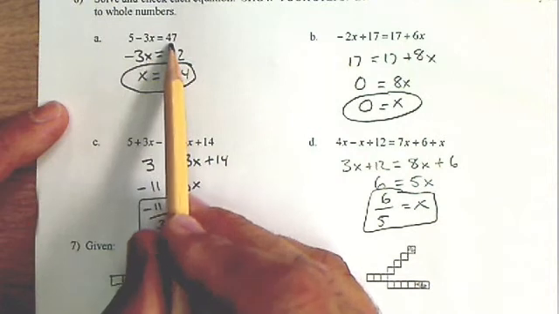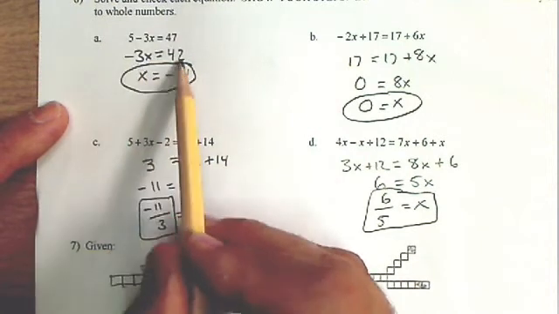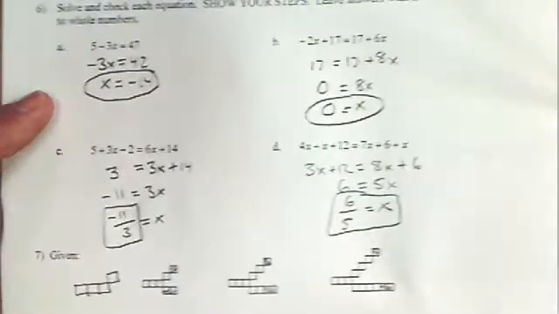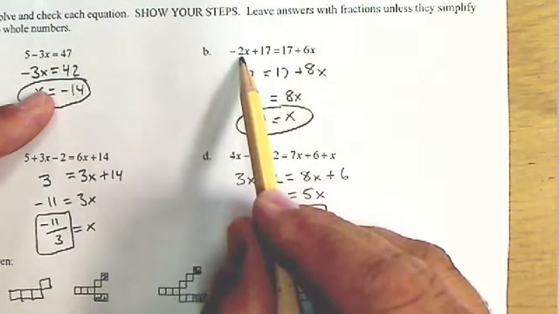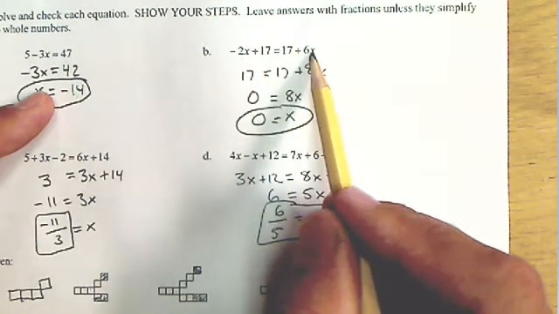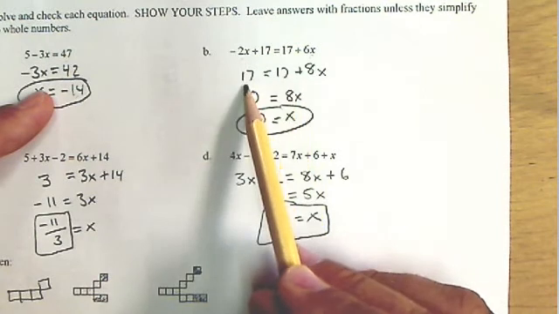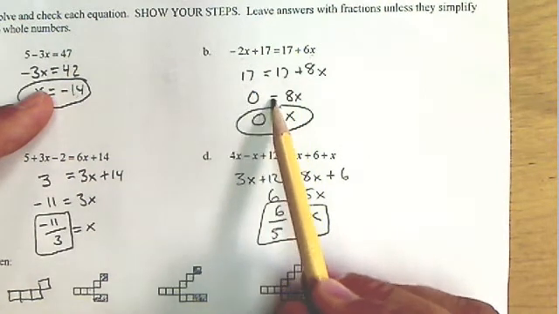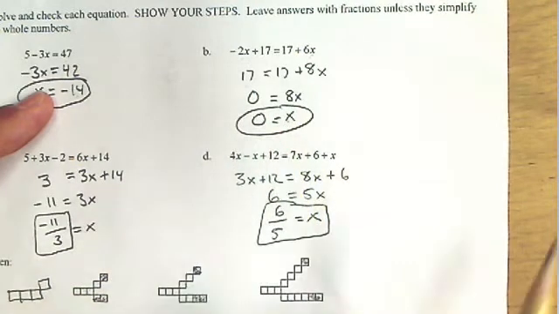Subtract 5 from both sides, you get 42. Divide by -3 on each side, you get -14. Add 2x to both sides to get rid of the x on this side and get them all on one side. And then I subtracted 17 from both sides, and that gave me 0 equals 8x. Well, 0 divided by 8 gives me 0, so x equals 0.